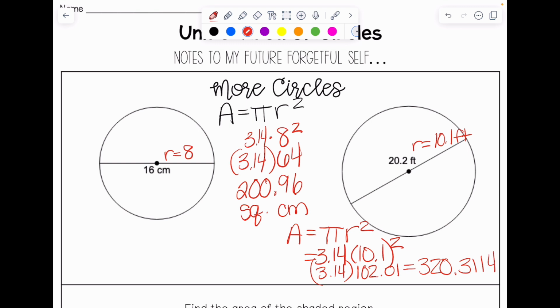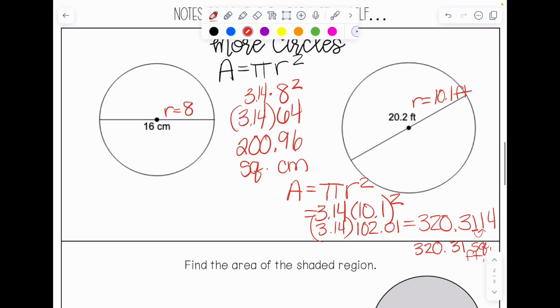square feet. And typically, if I needed to round to the nearest hundredth, the one is in the hundredths place. So then I could round that off to be 320.31 square feet. Or if I wanted the entire answer, I could leave it as is.